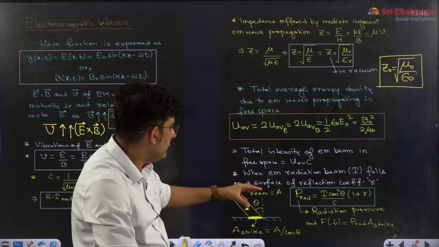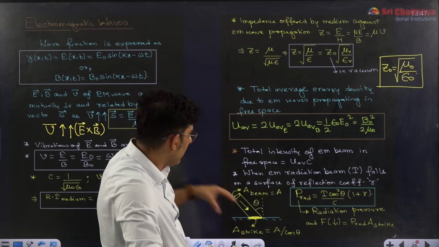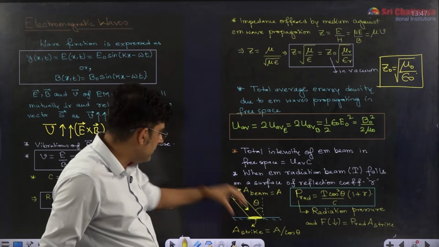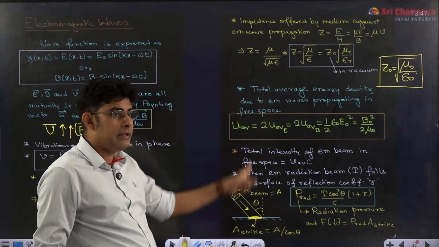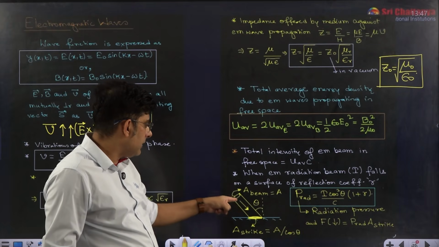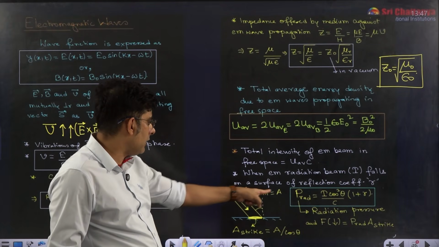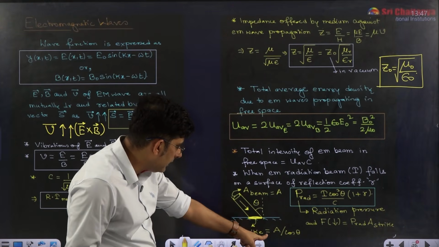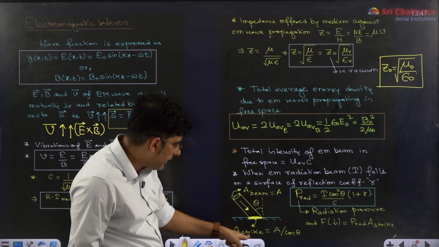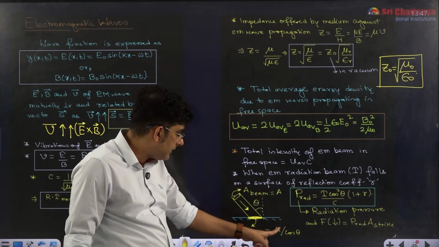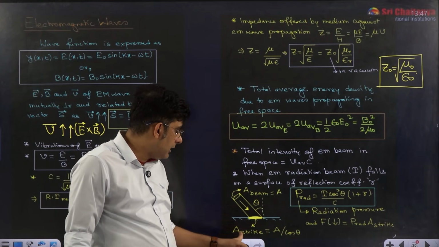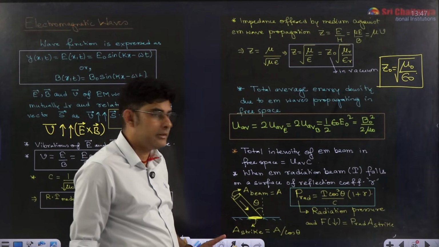When an EM beam falls on a surface, I have drawn a cylindrical electromagnetic beam falling at an angle theta with the normal to the surface. The intensity of the beam is I, the area of the beam is A, and it is striking a slanted surface. So the striking area, by trigonometry, can be written as A by cos theta. If the beam makes an angle theta with the normal, the striking area becomes A by cos theta.